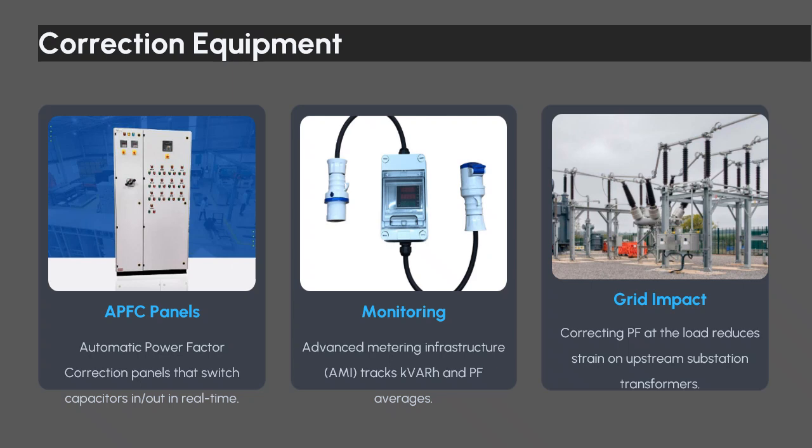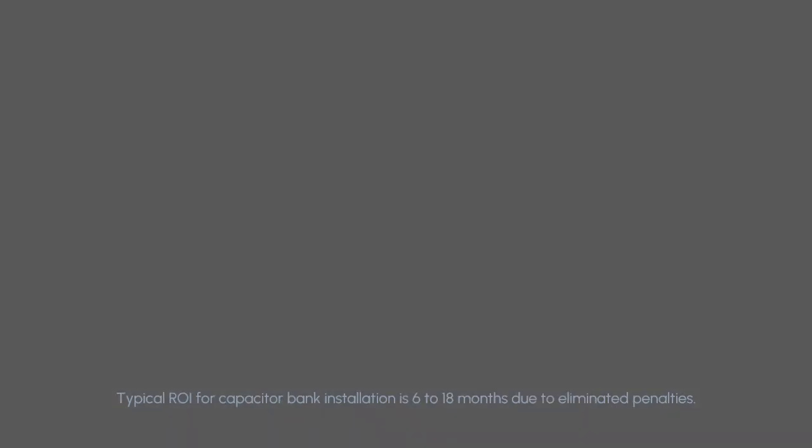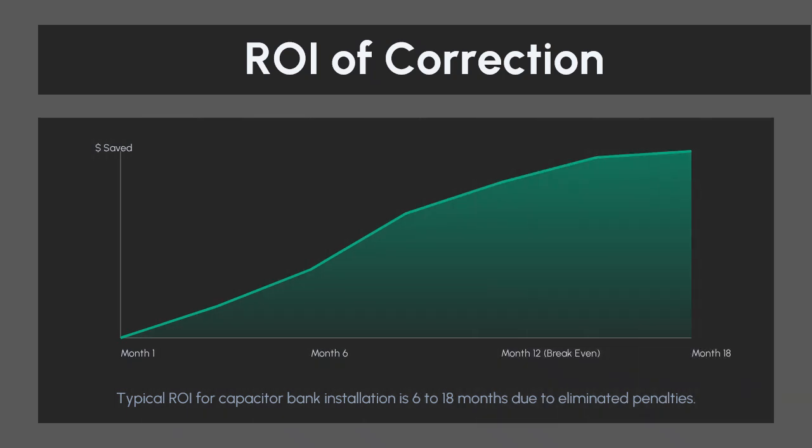ROI of correction. The return on investment for power factor correction is generally excellent and very fast. Because the monthly penalties can be so high, the cost of installing an APF system is typically recouped entirely within 6 to 18 months through eliminated utility surcharges. After that break-even point, all those penalty savings become direct profit.